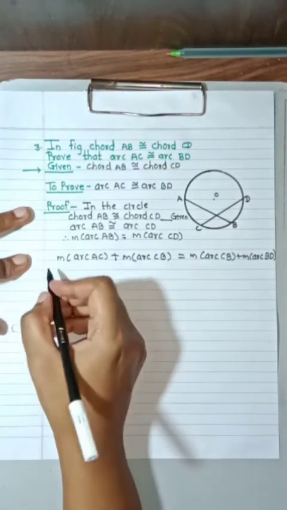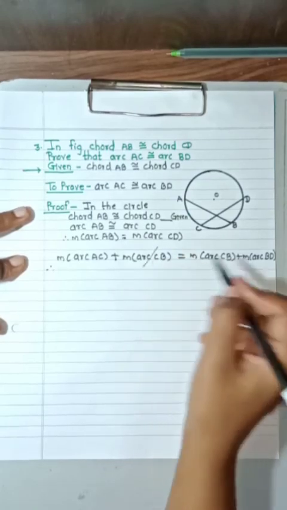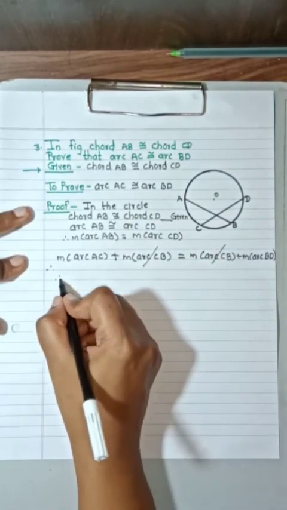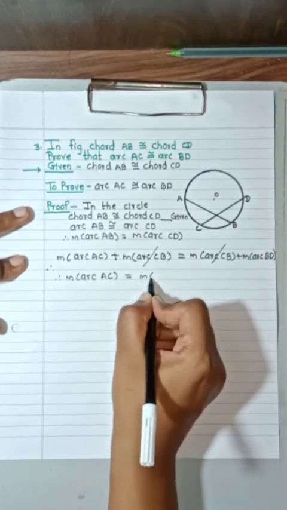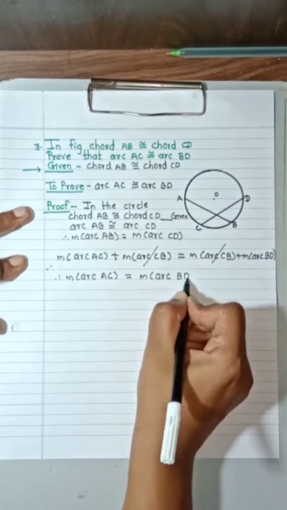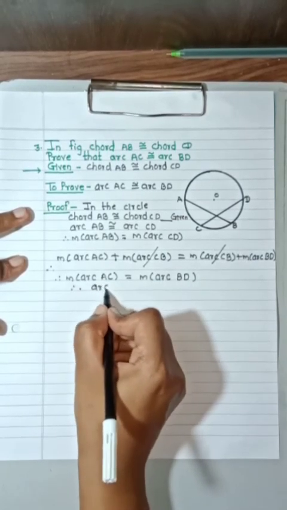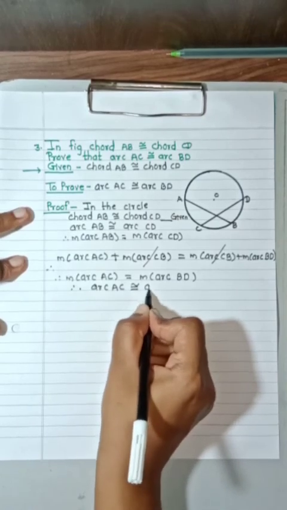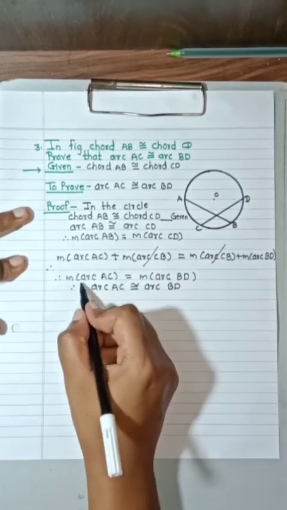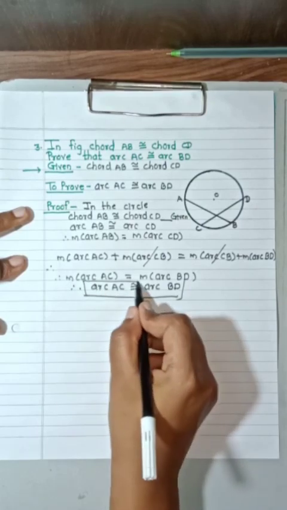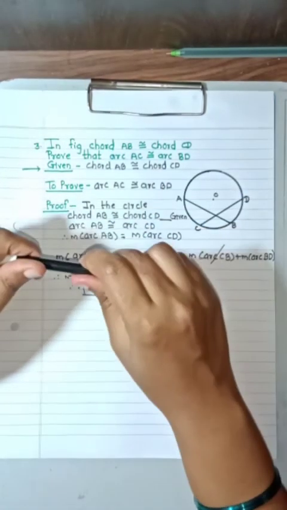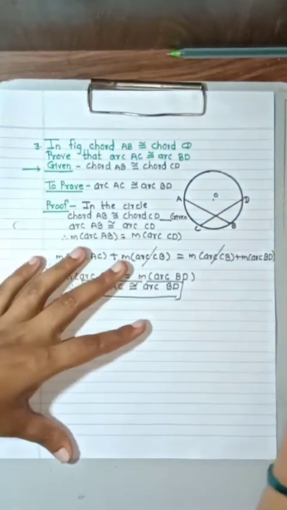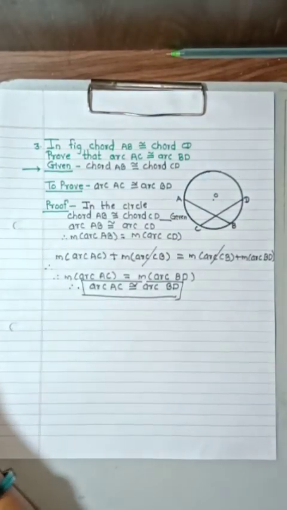Therefore this arc CB will get cancelled. Therefore measurement of arc AC is equal to measurement of arc BD. Therefore you can say that arc AC is congruent to arc BD. So this was all in practice set 3.3. In the next session we shall start with the new topic. So till then, thank you.